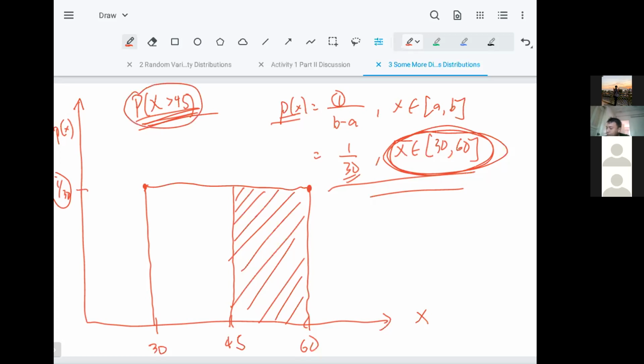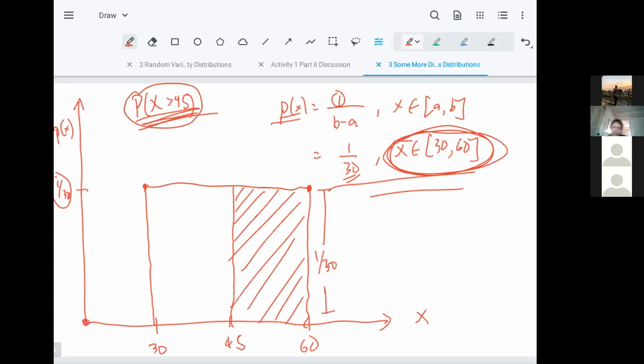Pero yan, just to simplify things, this problem becomes a geometry problem. What's the area of this rectangle? So it's easy because it's a rectangle. It's just the product of the two dimensions, yung area, di ba? 1 minus 1 over 30. Wait lang ha. Actually, 1 over 30 na yung height. 1 over 30 ito.